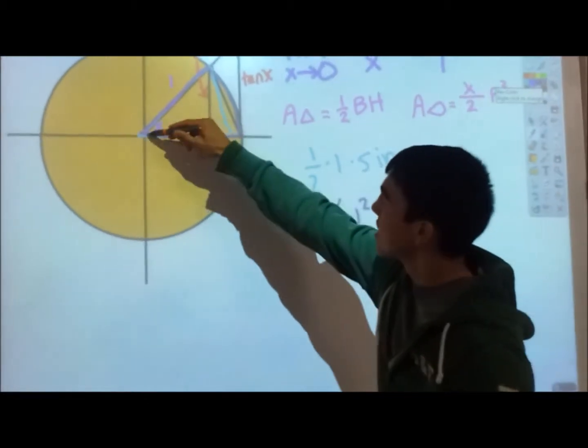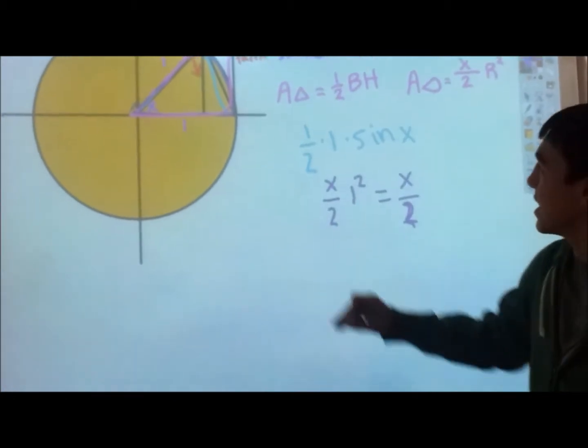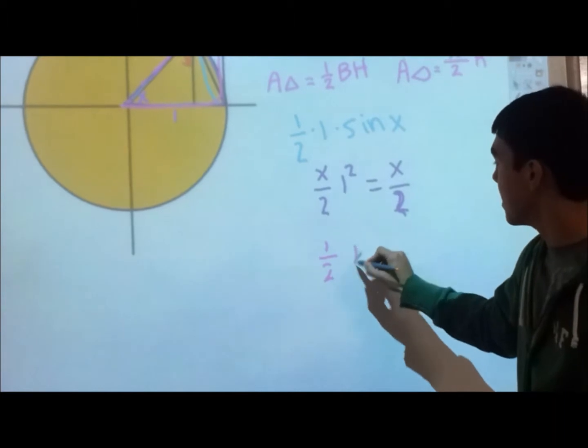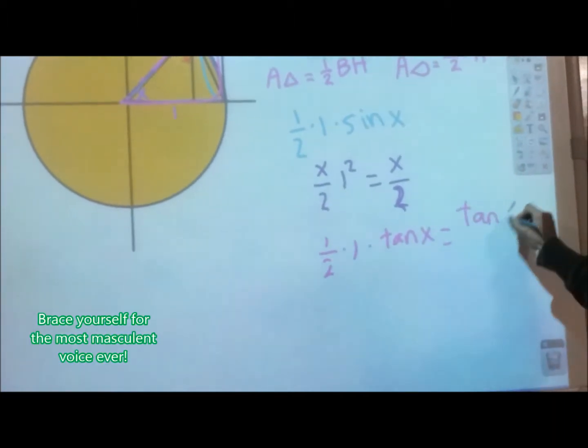The bigger triangle, it's the same formula. Area equals 1/2 base times the height. The base is 1, the height is tangent of x. So that is 1/2 base times height, which is tangent of x over 2.